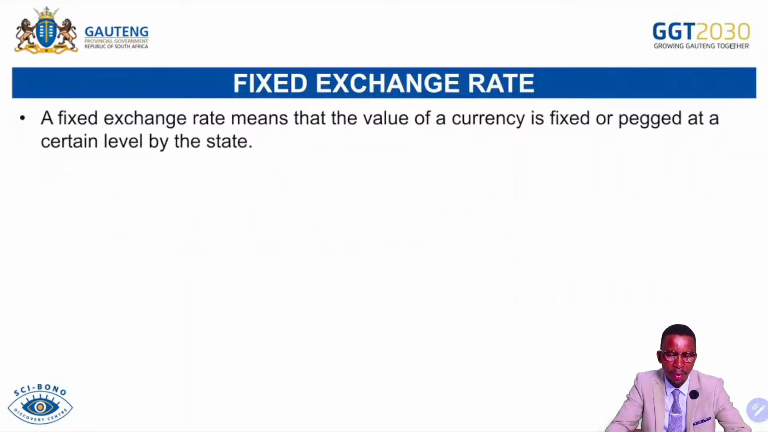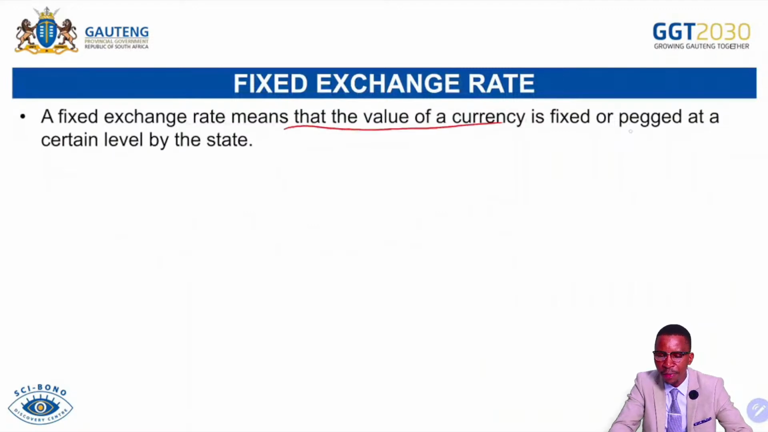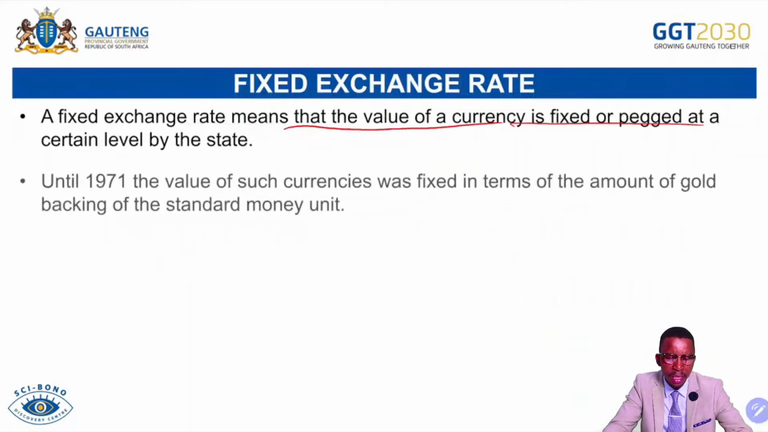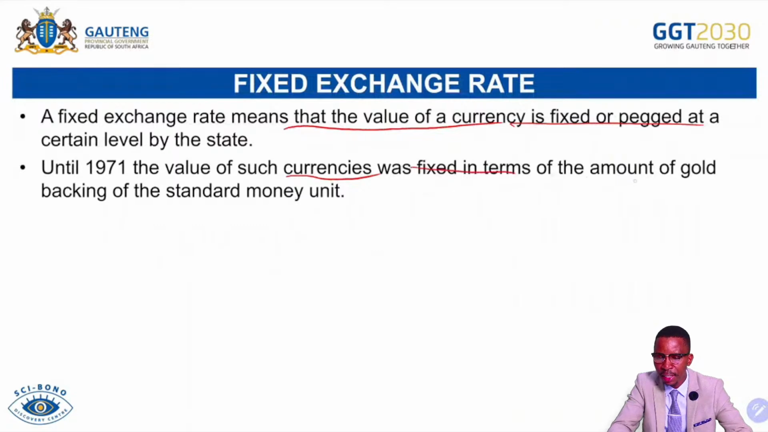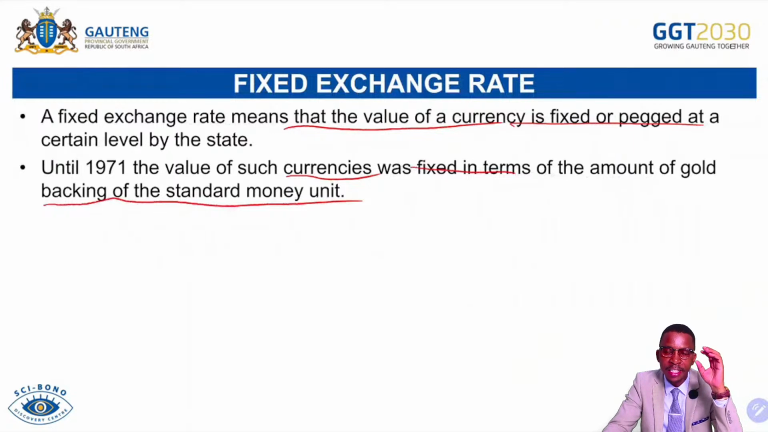What about the fixed exchange rate? It is totally different. A fixed exchange rate system means that the value of the currency is fixed or pegged for a certain period of time. Until 1971, the value of such currencies was fixed in terms of the amount of gold backing the standard money unit. So until 1971, countries were using this kind of exchange rate, which was backed by gold. If the country had more gold, or more monetized gold, it used to have a stronger currency because currencies were backed by gold by then.